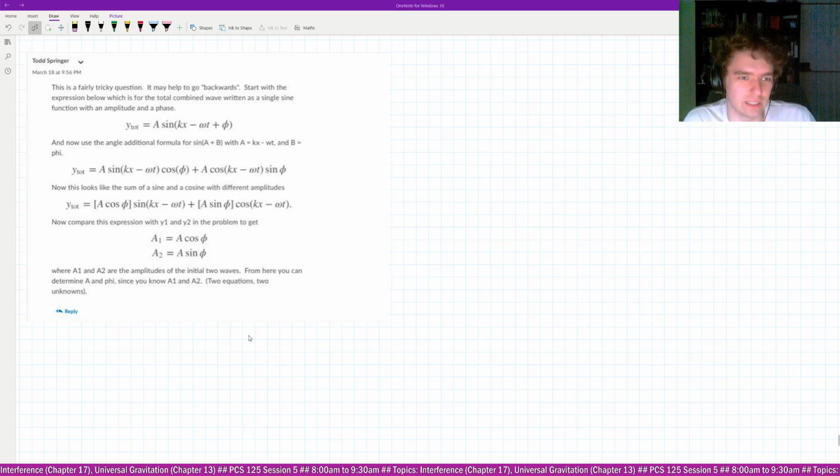So start with the expression below, which is for the total combined wave written as a single sine function. Now use the angle addition formula, sine of a plus b, with a equals that and b equals that. So we get this. Now this looks like the sum of a sine and a cosine with different amplitudes. So we need to set the two amplitudes. From here you can determine A and phi, since you know A1 and A2: two equations, two unknowns.